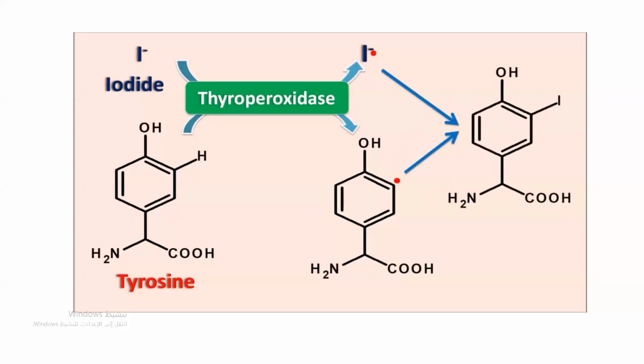So this is the monoiodinated tyrosine. In this way they can also prepare the diiodinated tyrosine. So here the thyroperoxidase enzyme is important for the iodination of the tyrosine residues, which is blocked by thioureas. So thioureas are going to inhibit the iodination of the tyrosine residues.